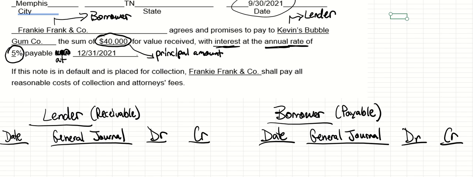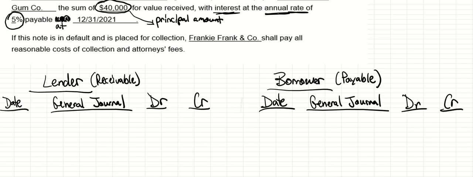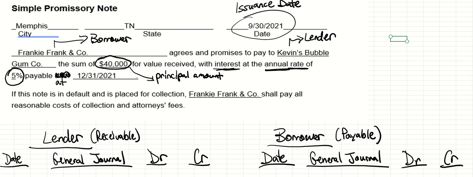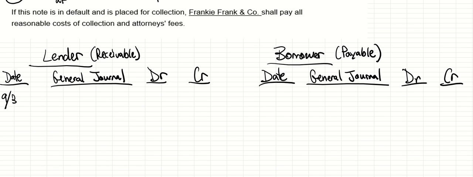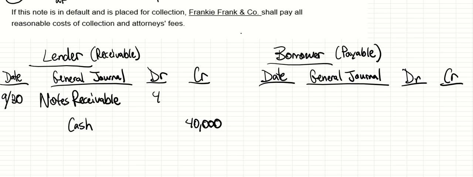The lender is the one that's lending the $40,000 to the borrower, and this happened on the issuance date, September 30th. So on 9/30, to record the issuance of the loan, we're going to credit cash for $40,000. And since this is a note and the lender is expecting to get paid back the $40,000 plus interest, the debit is going to go to notes receivable for $40,000. Notes receivable is an asset.